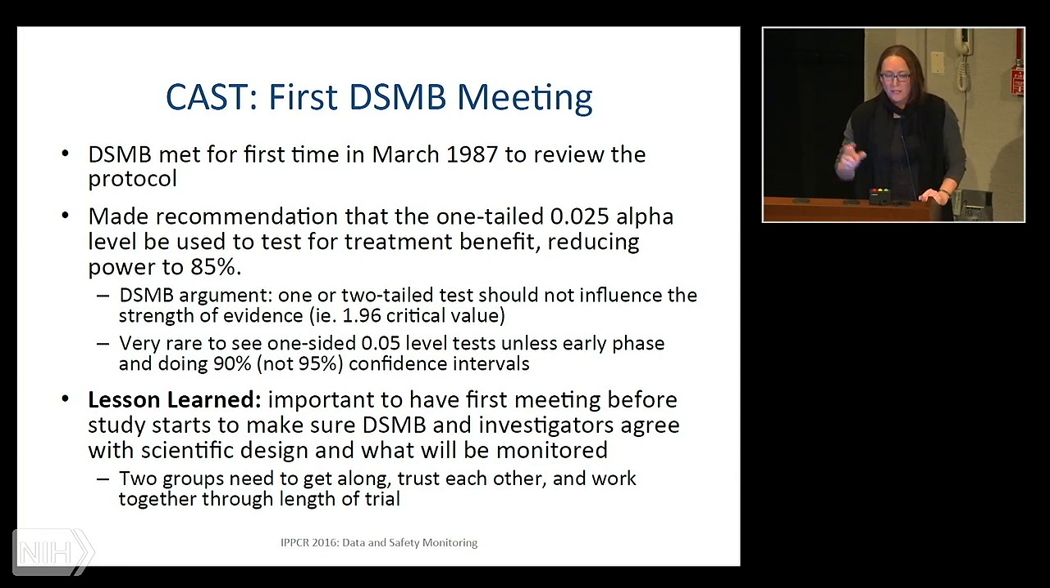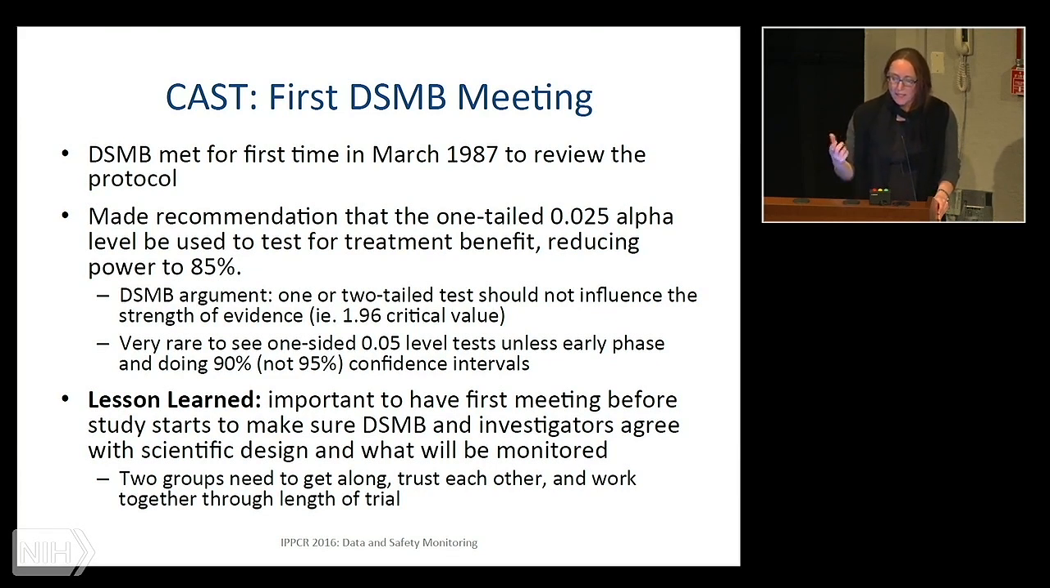But the opposing argument that has become the dominant one is that you don't want a test, whether it's one-tailed or two-tailed, to influence the level of evidence that you're going to use to declare benefit. Right? So you can do a one-tailed test, but it shouldn't be easier to pass that test than a two-tailed test in terms of deciding what is the benchmark, what is the critical value, in this case 1.96, to declare significance in terms of a difference between two groups. Say if you're doing one look at a 0.05 level.